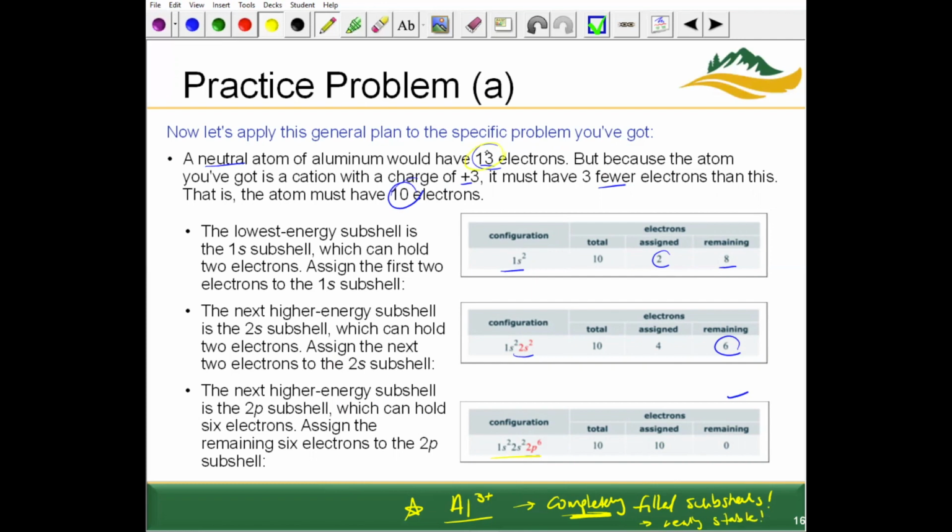Neutral aluminum has 3 additional electrons that would go into the next subshell. When it loses 3 electrons, it's at a perfectly completely filled subshell with all paired electrons, and that is a really stable form of aluminum. That is why, for instance, the halogens gain 1 additional electron, the alkali metals lose 1 electron to become +1 cations, and the alkaline earth metals lose 2 electrons to become +2 cations. So these elements will lose and gain electrons to become more stable.